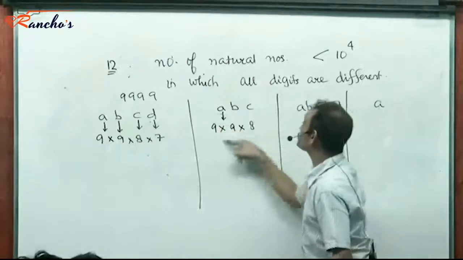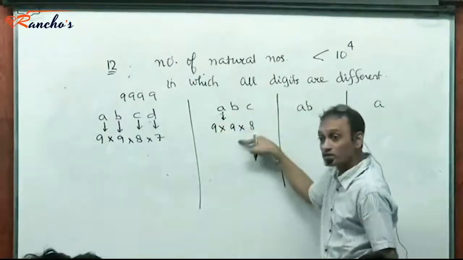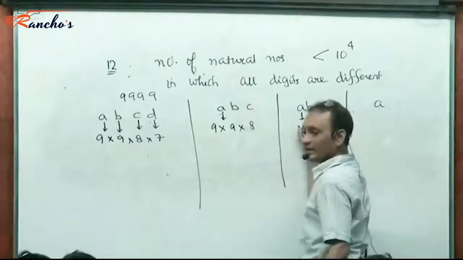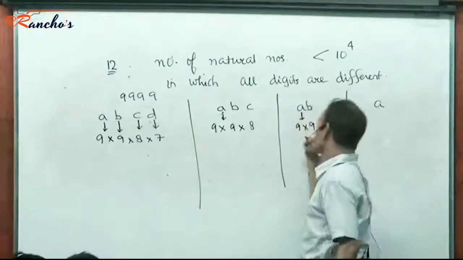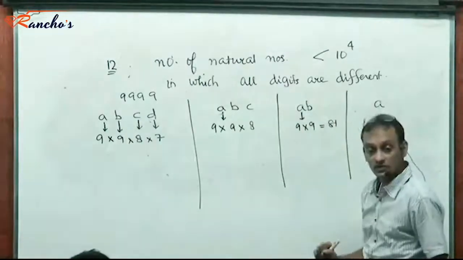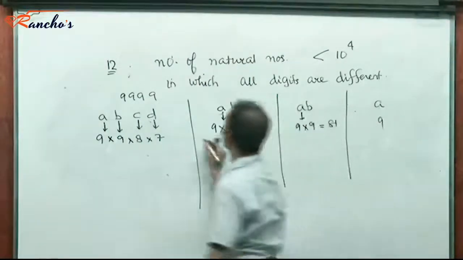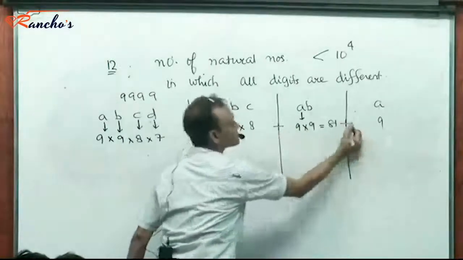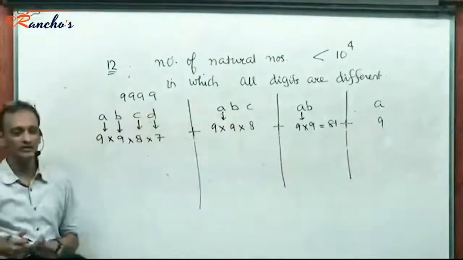So this would give me the total number of 3-digit numbers in which digits are all different. A 9 ways, B 9 ways, so that makes it 81 ways. And then 9 cases for this. So all that you need to do is this plus this plus this plus this. Whatever it turns out to be.